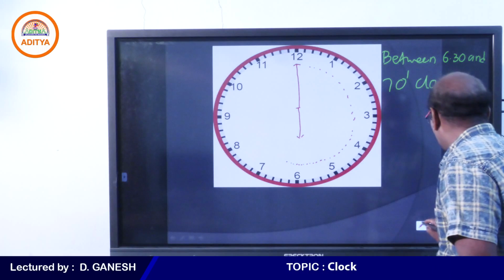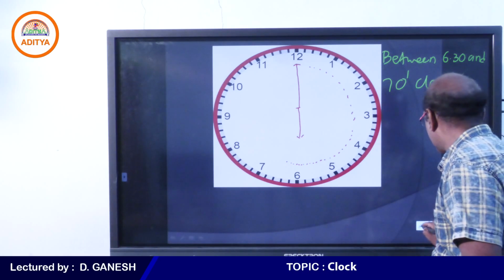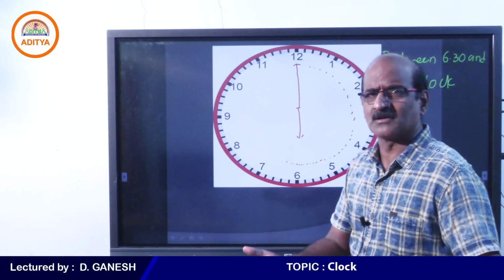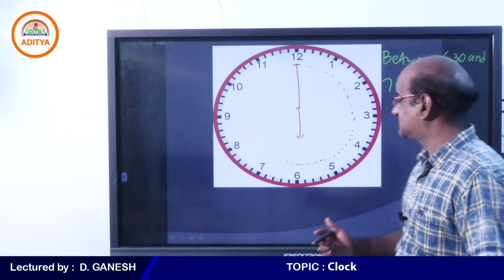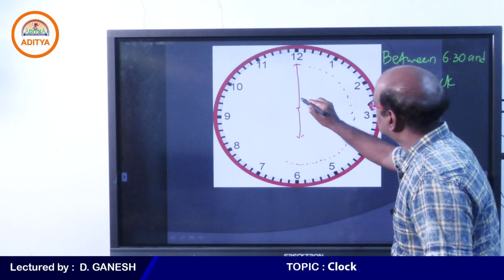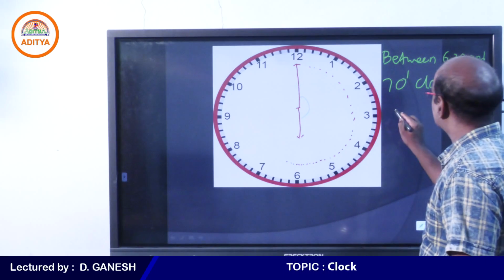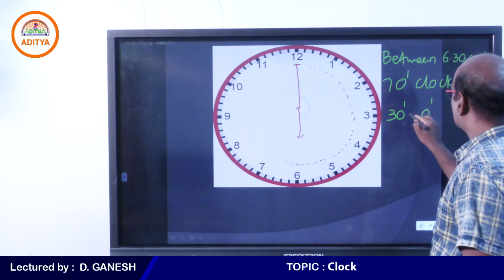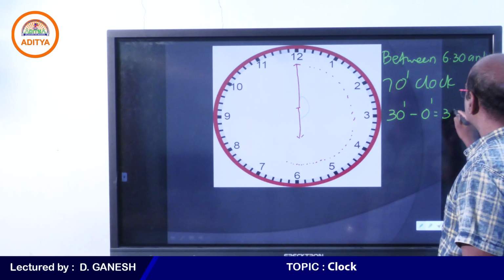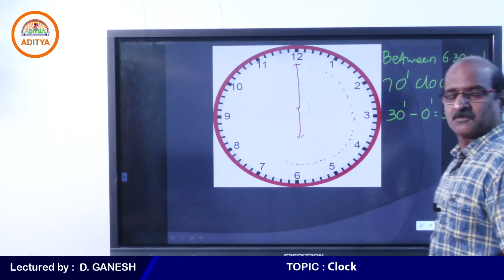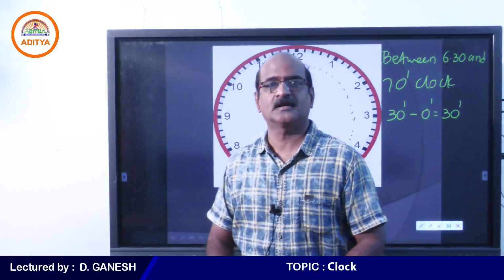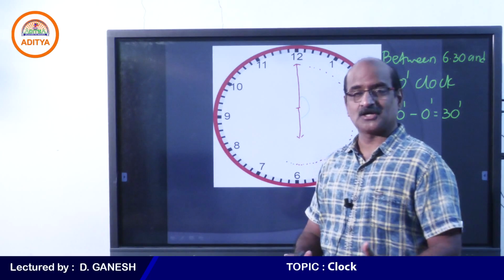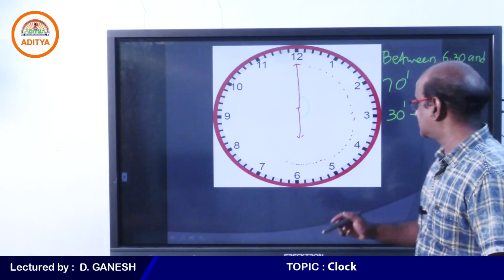Tell me, student, what is the time now? We have taken the time as 6. Even if it is given as 6:30, we take 6 only. There is no such problem. So at 6 o'clock, the gap is 30 divisions. But to coincide, the gap has to be 0 divisions. So the minute hand has to move 30 divisions to coincide.